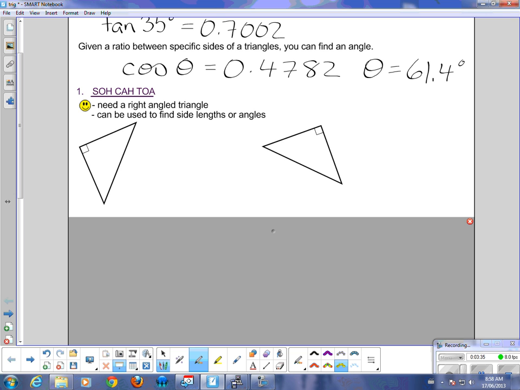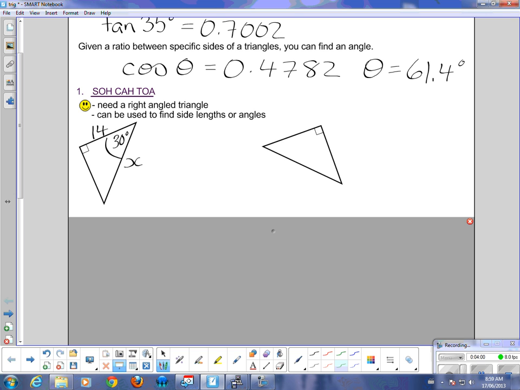So let's take a look at the first triangle here. And for this one, we want to find a side length. So let's say we want to find X. And they've given me not two sides, but they've given me one side. And we're going to say this is 14. And they've also given me 30 degrees at the top.